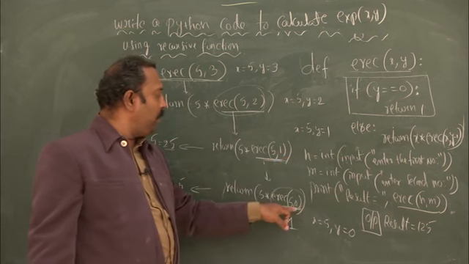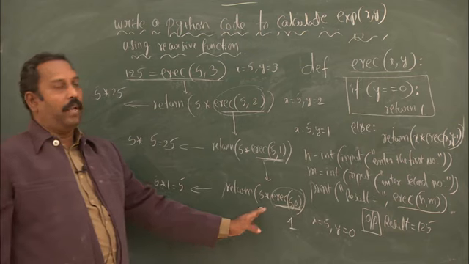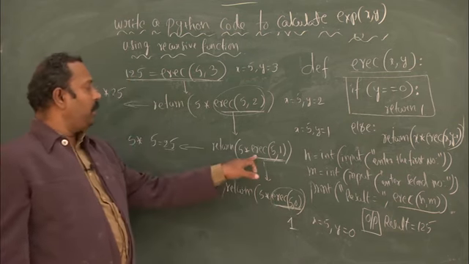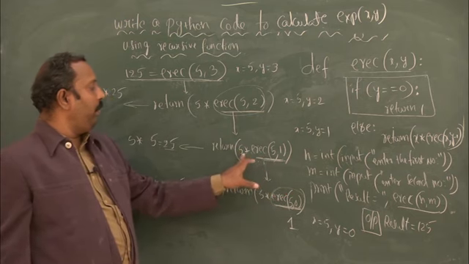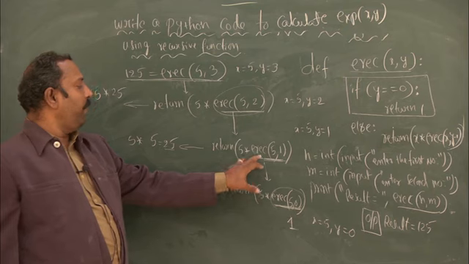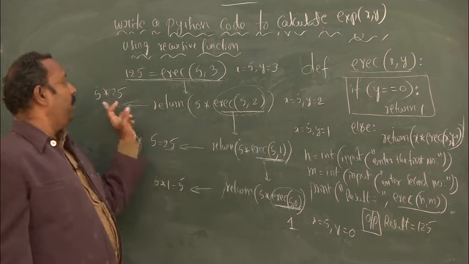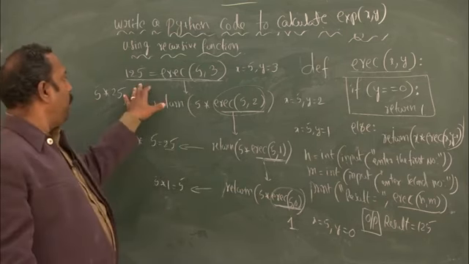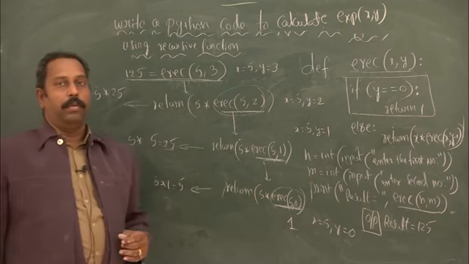Whenever y gets 0, it returns 1. So that will be multiplied with 5. 5 into 1 is 5. Again that will be substituted here. 5 into, for this function call you got value 5, 5 into 5, that is 25. That will be substituted here. So 5 into 25 gives the value 125. That will be returned here, and that's how we got the output 125. So this is the program.